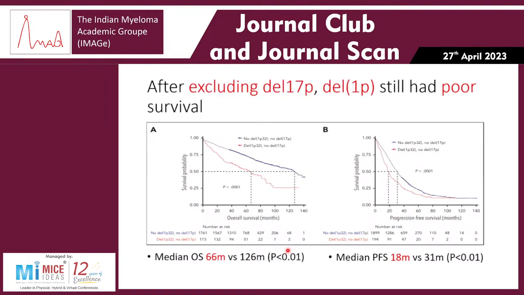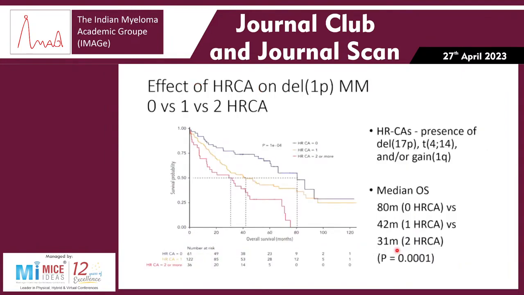If we remove all 17p deletion patients, still the patients who had deletion 1p had a poor prognosis with respect to overall survival and progression-free survival. And when we rule out all high-risk abnormalities, which means 17p deletion, t(4;14), and 1q, it is important to note that 1416 and 1420 were not included as high-risk abnormalities. The median OS of those who don't have any high-risk abnormality is 80 months. Those who have 1 is 42 months. And those who have 2 or more is much less, that is 31 months.